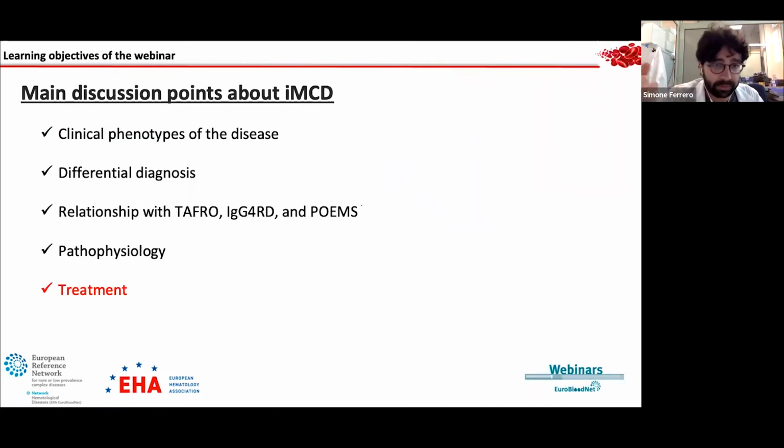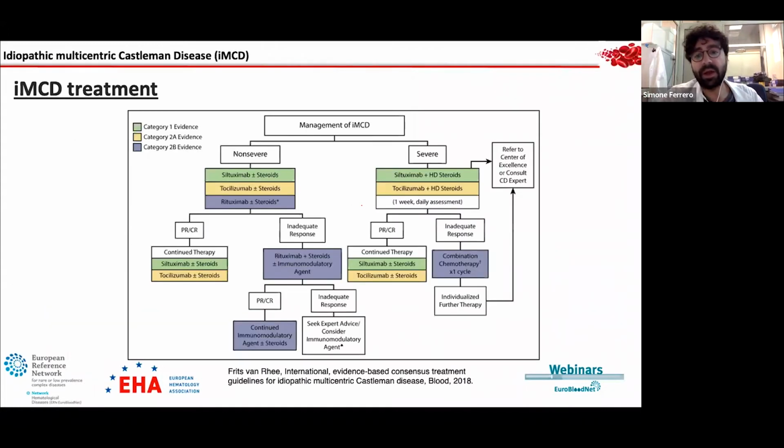And so what could be the treatment for IMCD? These are the published guidelines from the Castleman Disease Collaborative Network, published in Blood in 2018. As you can see, first of all, you should identify a severe form of Castleman disease versus a non-severe form. But the recommended first-line treatment is an inhibition of interleukin-6, which can be done either with siltuximab or with tocilizumab, with a 2B category of evidence. With a lower evidence, the treatment can be done with rituximab.